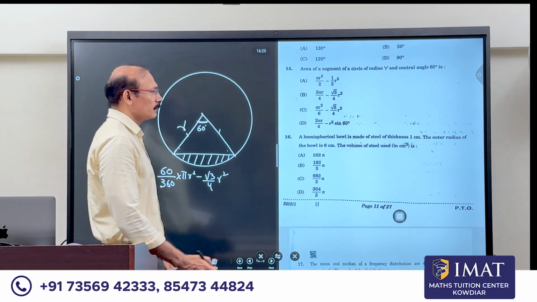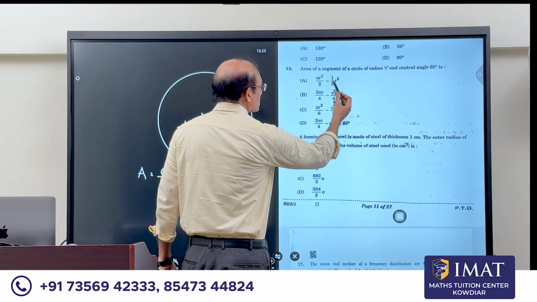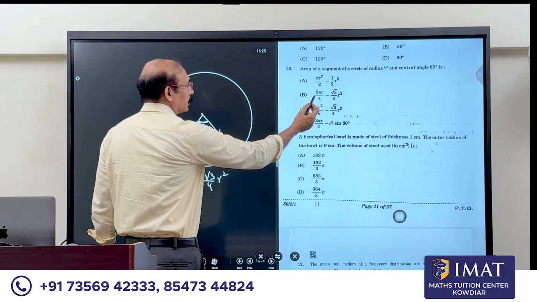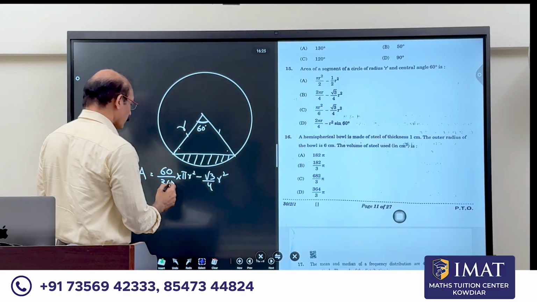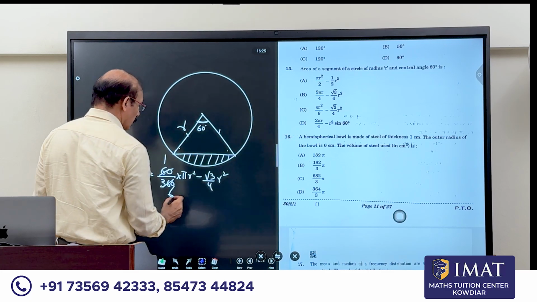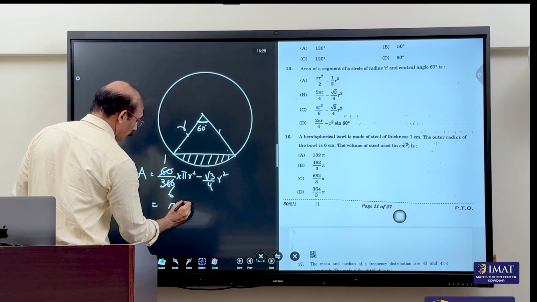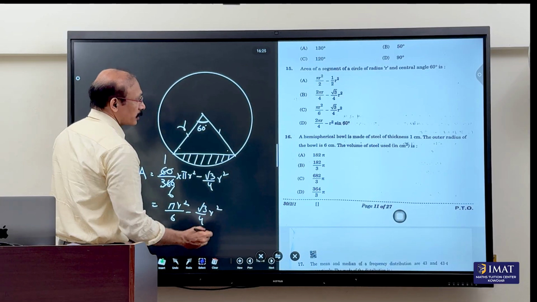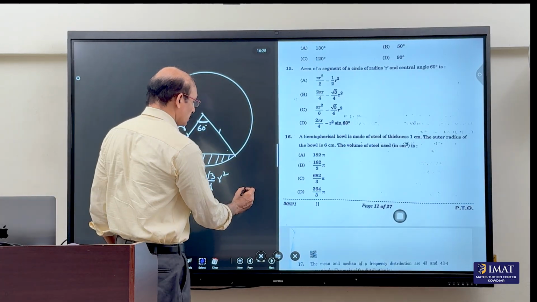So, you can rule out some of the options straight away. This is not the answer, this is not the answer. So, either this one or this one. See, now simplify this. This goes 1, this goes 6 times. So, the answer is pi r square by 6 minus root 3 by 4 r square. So, the answer is C.